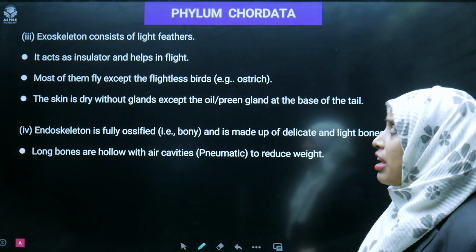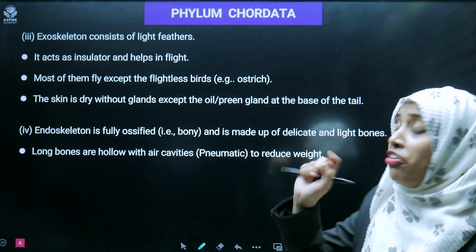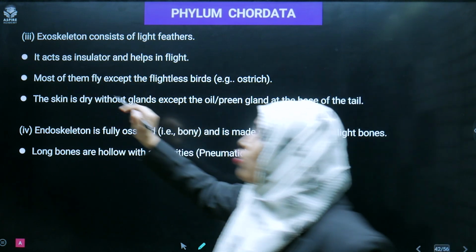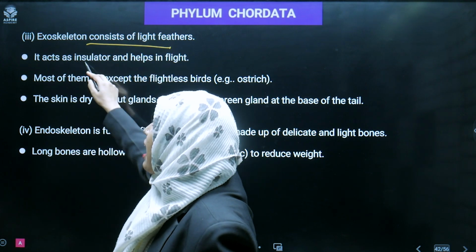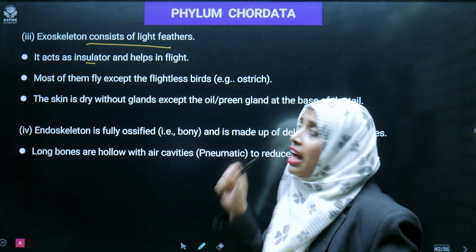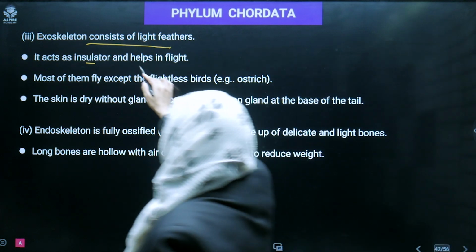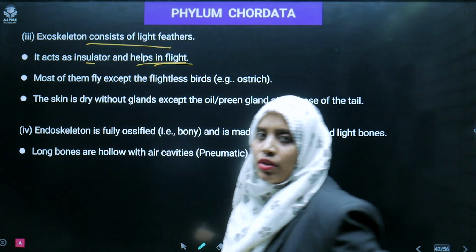Exoskeleton also is there, the light feathers. The feathers of the birds can be called exoskeletons. What is the role of the feather? It acts as an insulator and helps in flight.